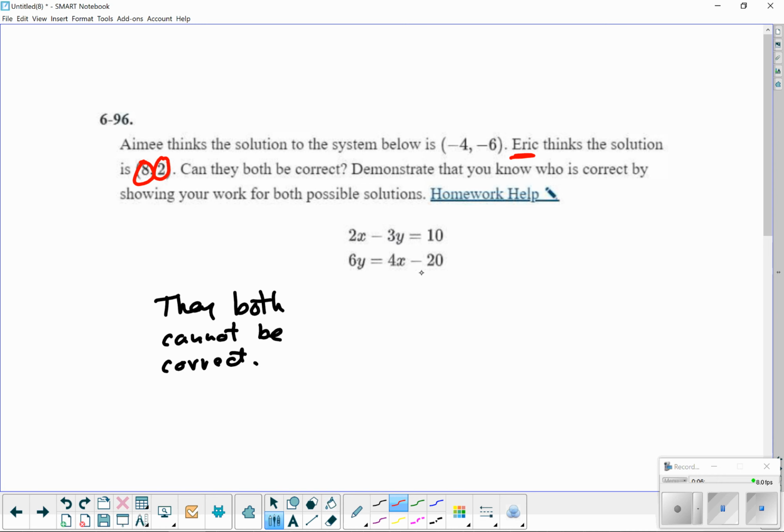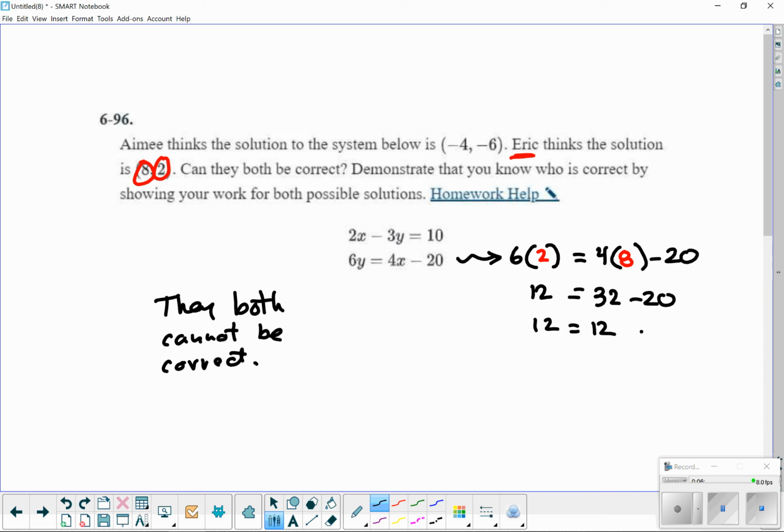So for Eric, let's use this one right here. We will have 6 and then y is 2, so we'll put a 2 here, equals 4 and then x is 8, so we'll put an 8 here, and then minus 20. Is this right? 6 times 2 is 12. 4 times 8 is 32. 32 minus 20, is that 12? Yeah, it is. So that one checks off.